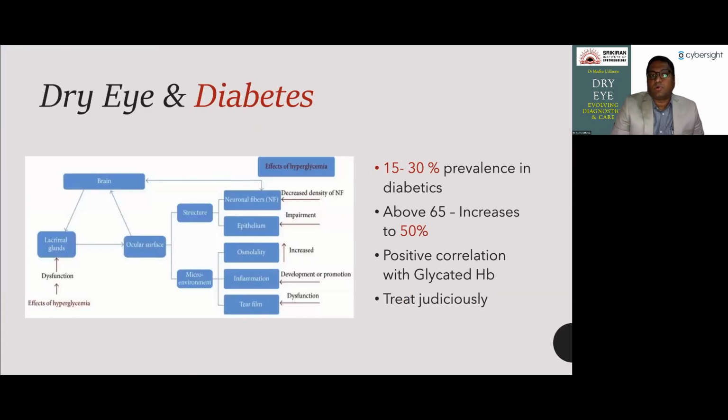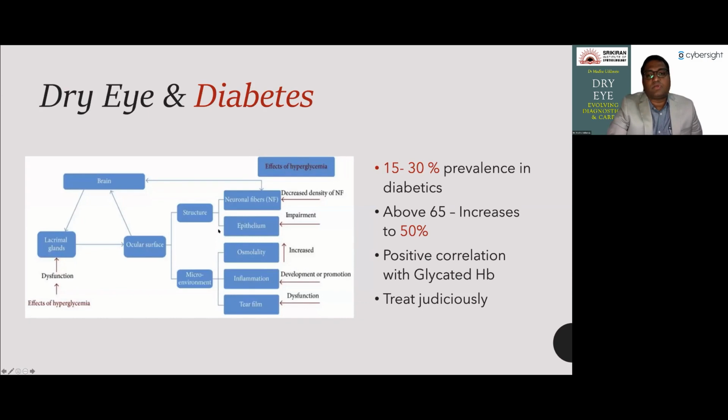Next is the question about diabetes. Again, 15 to 30% of diabetics have dry eye. After diabetic retinopathy, the most common eye condition in diabetics is dry eye, which most of us undertreat. This increases to 50% with age, so any individual 65 years of age has a 50% chance. One in two elderly diabetic patients is likely to suffer from dry eye, and it has a very positive correlation with glycosylated hemoglobin. We should treat these conditions judiciously.